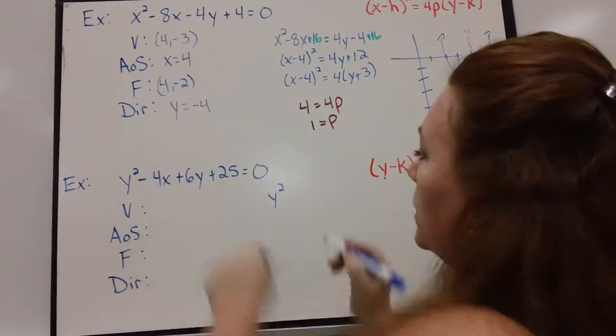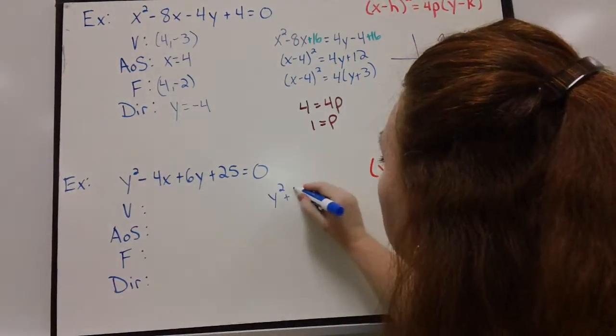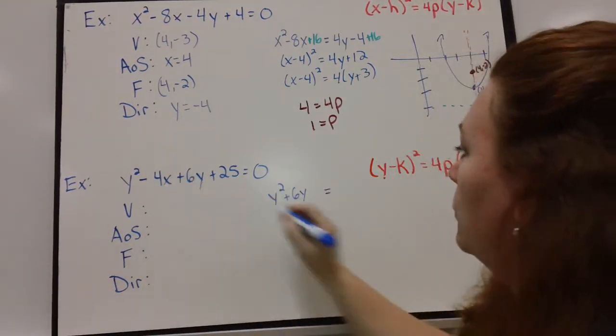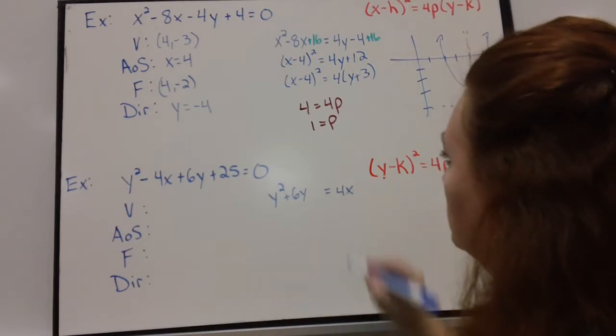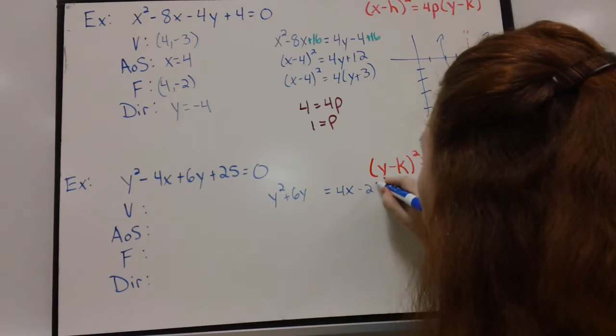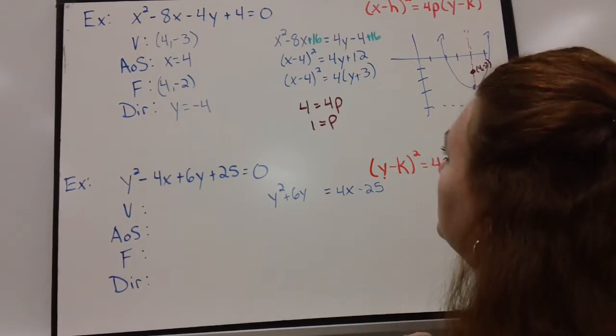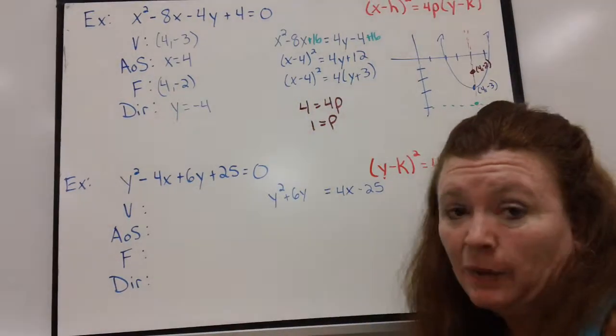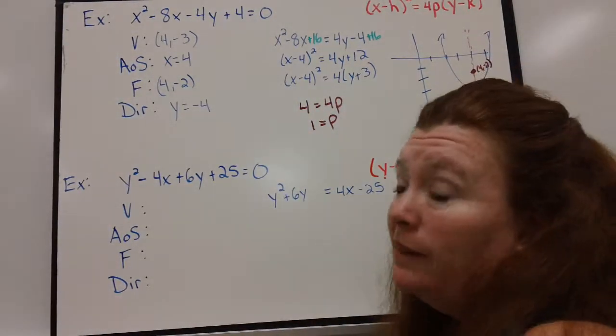I have a y squared and I have a plus 6y. I'm going to leave a space. I'm going to move my 4x over. And then I have a minus 25. Didn't mean to do that. I didn't mean to have a 4 for both of them. I wanted to give you some variety. Oh well.